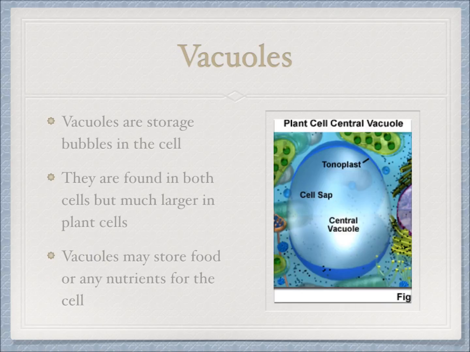Vacuoles. Vacuoles are storage bubbles in the cell. They're found in both cells, but much larger in plant cells, as you can see in the picture on the right. Vacuoles may store food or any nutrients for the cell.